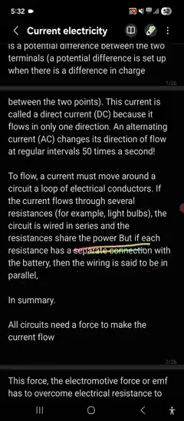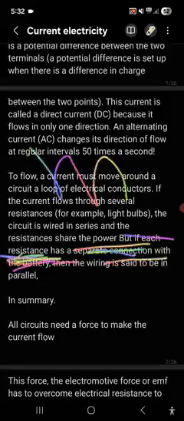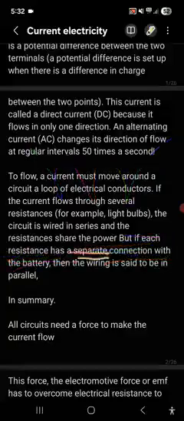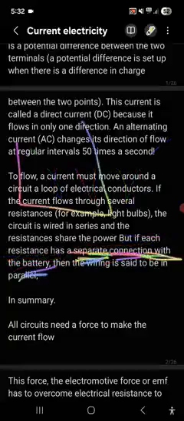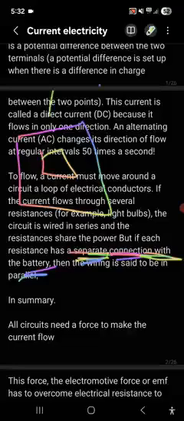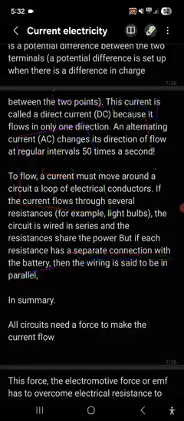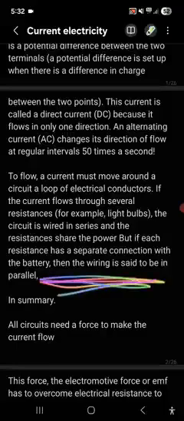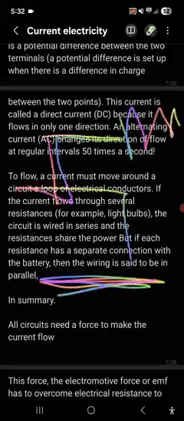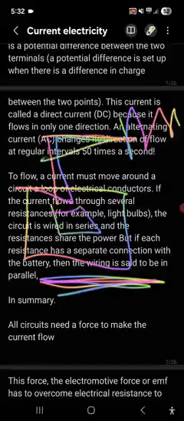If the resistance has separate connections with the battery, this is a battery, and the resistors each have a separate connection, then the wiring is said to be in parallel. It is called parallel if it has different connections.